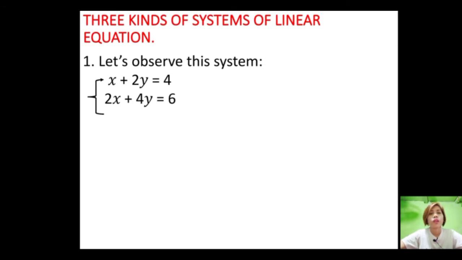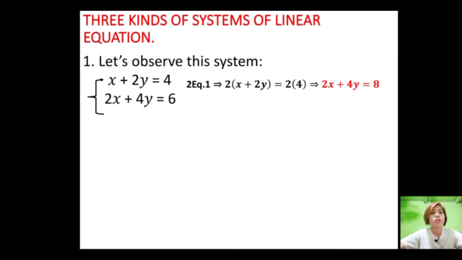So, kung titignan po natin yung second equation, so 2x plus 4y equals 6. So, try po natin mag-times ng 2 sa first equation. Tingnan natin kung magkaparehas yung first at second. So, pag times natin yung equation 1 with 2, remember po, pag nag-multiply po tayo, dapat po both sides, sa left at sa right, para po hindi nagbabago yung equality. So, 2 times x is 2x, and then 2 times 2y is 4y. And then sa right side, 2 times 4 is equal to 8.